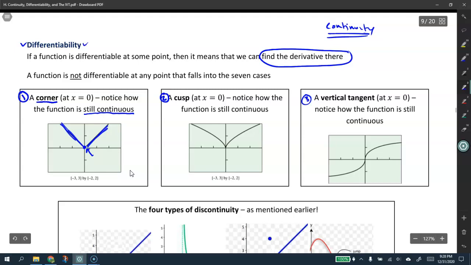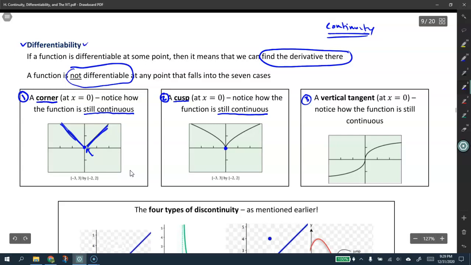So let's take a look at another example. In this case, the same problem exists. At x equals 0, there is something called a cusp. And beyond that, notice how it is still continuous. So be careful. When we say differentiability and we say continuity, it is possible to be not differentiable. So these are cases where it's not differentiable, but it is still continuous. They're not exactly interchangeable as some people think.